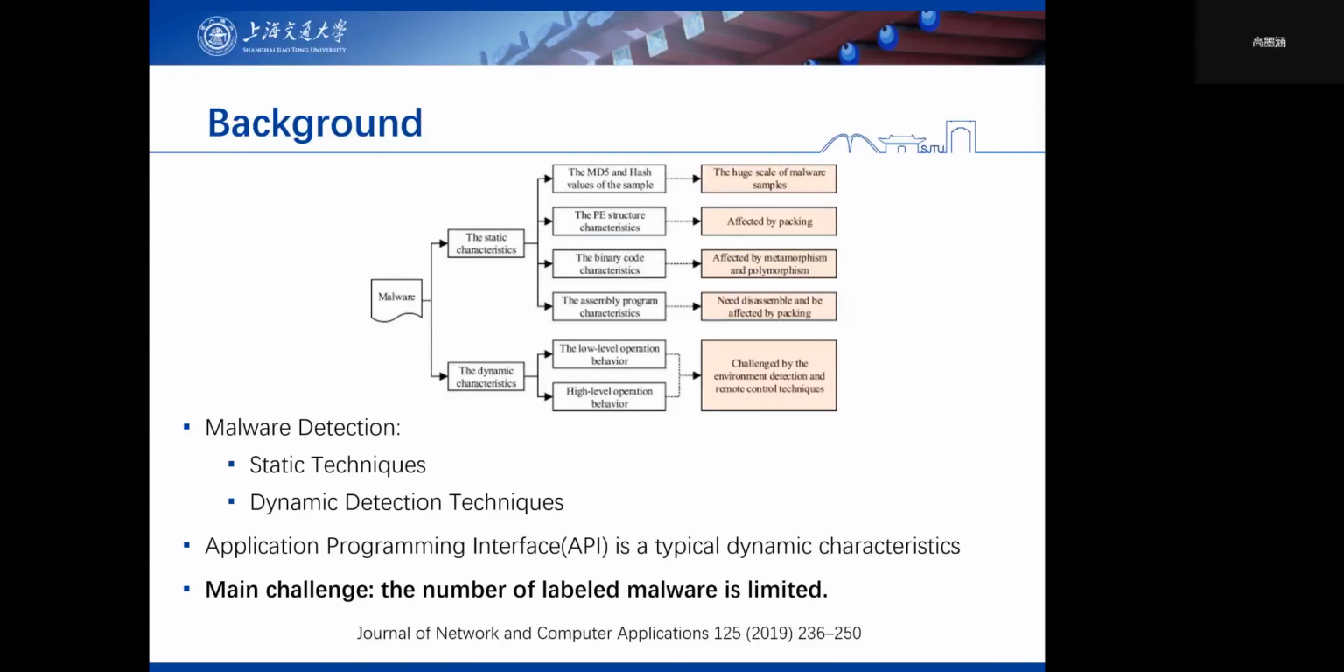Application programming interface, or API, is a typical dynamic feature. If malware wants to achieve its damage goals, it must call some API according to a certain pattern, which is difficult to disguise. Therefore, malware detection based on API calls is more robust and effective. With the development of deep learning technology, many recent works have proposed end-to-end methods that use deep learning models to automatically extract features from API sequences to detect and classify malware.